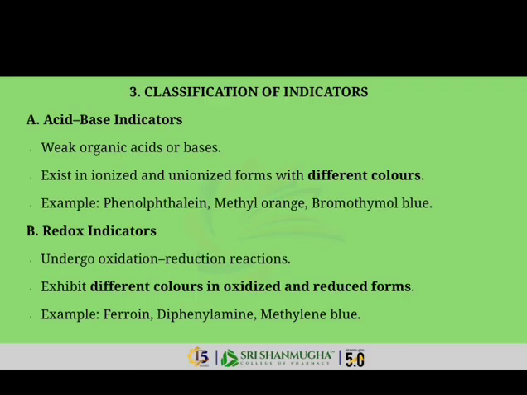Next, classification of indicators. They are classified into four categories. First, acid base indicators. Weak organic acids or bases exist in unionized or ionized forms with different colors. Example, phenolphthalein, methyl orange, bromothymol blue. Next, redox indicators. They undergo oxidation reduction reactions to exhibit different colors in oxidized and reduced forms. Example, ferroin, diphenylamine, methylene blue.